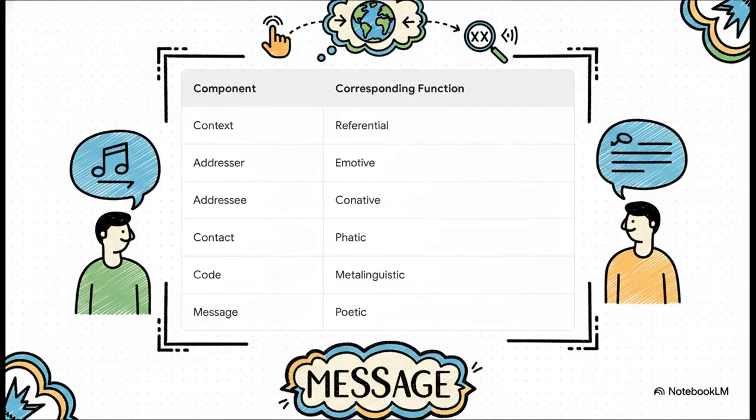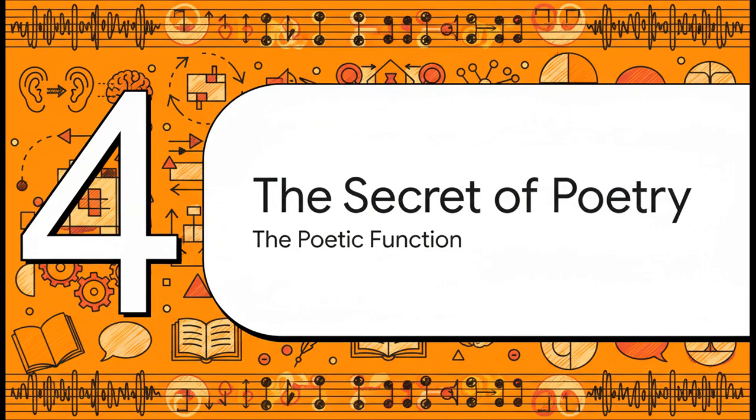So here's a quick cheat sheet for all of that. You can see how each part of that communication machine maps directly onto a specific job. Think of this as our blueprint. But the one you really want to keep your eye on is that last one, the message, mapping directly to the poetic function. That's our target. All right, so this is it. This is the moment we've been building up to.